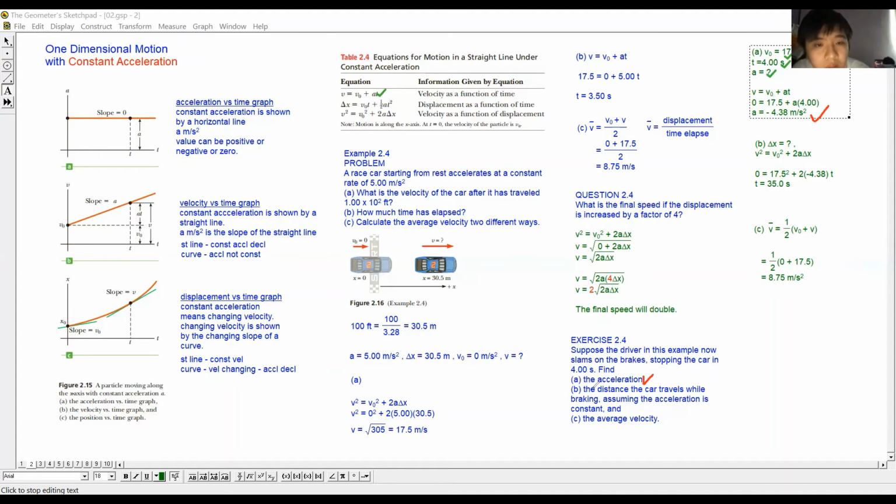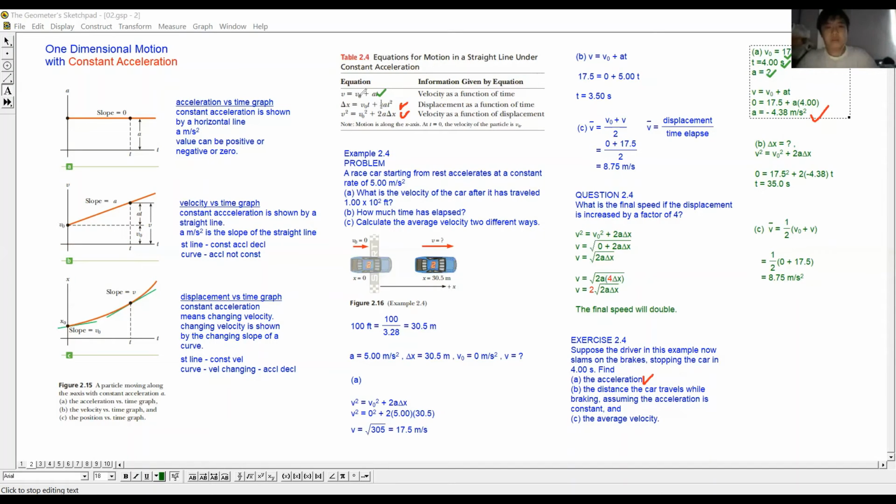The second part: the distance the car travelled while braking, assuming the acceleration is constant. Distance involves delta x. Which of these equations can we use? Both have delta x, so you can use either one of them. But which one is simpler, with not too many variables involved? I prefer to use the second one, the one at the bottom.